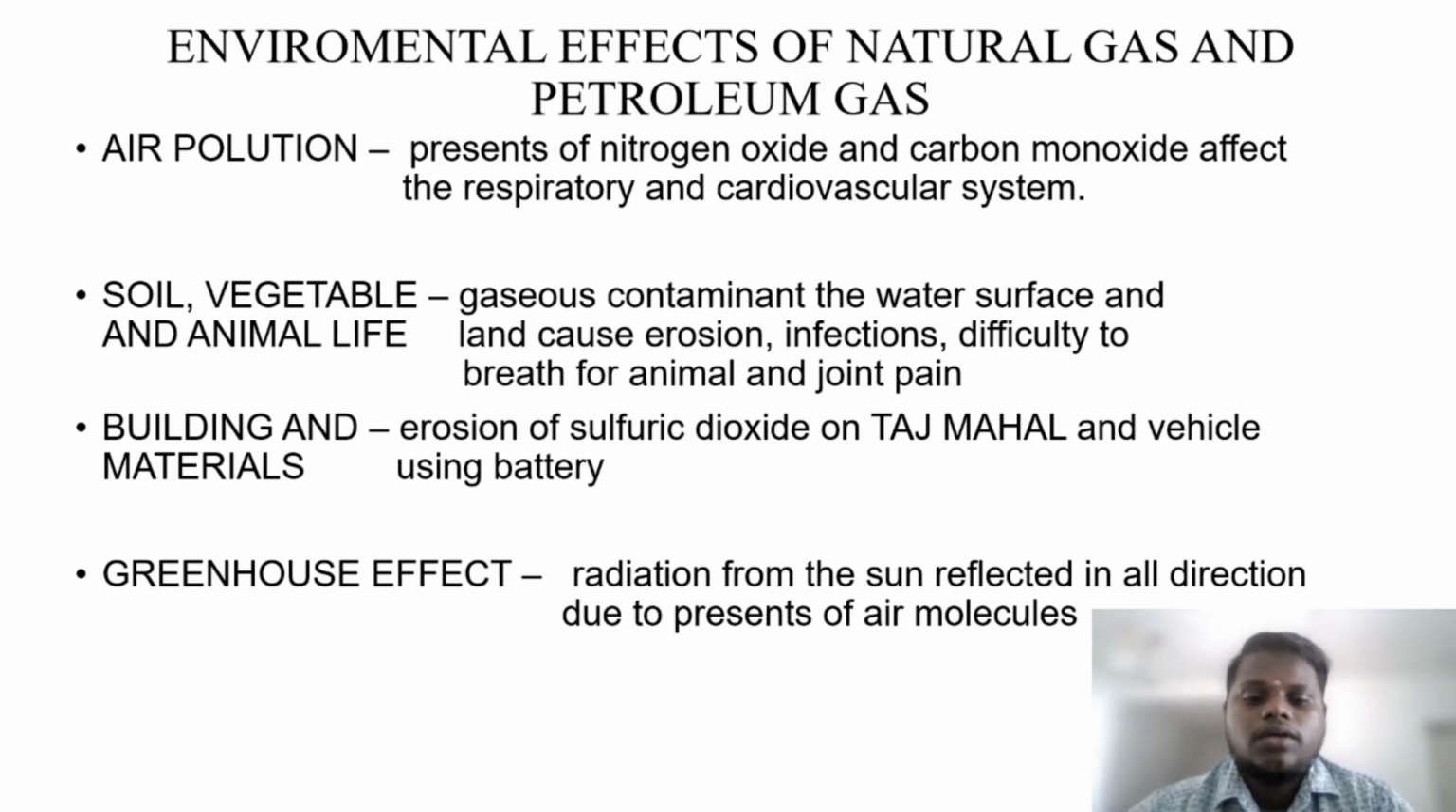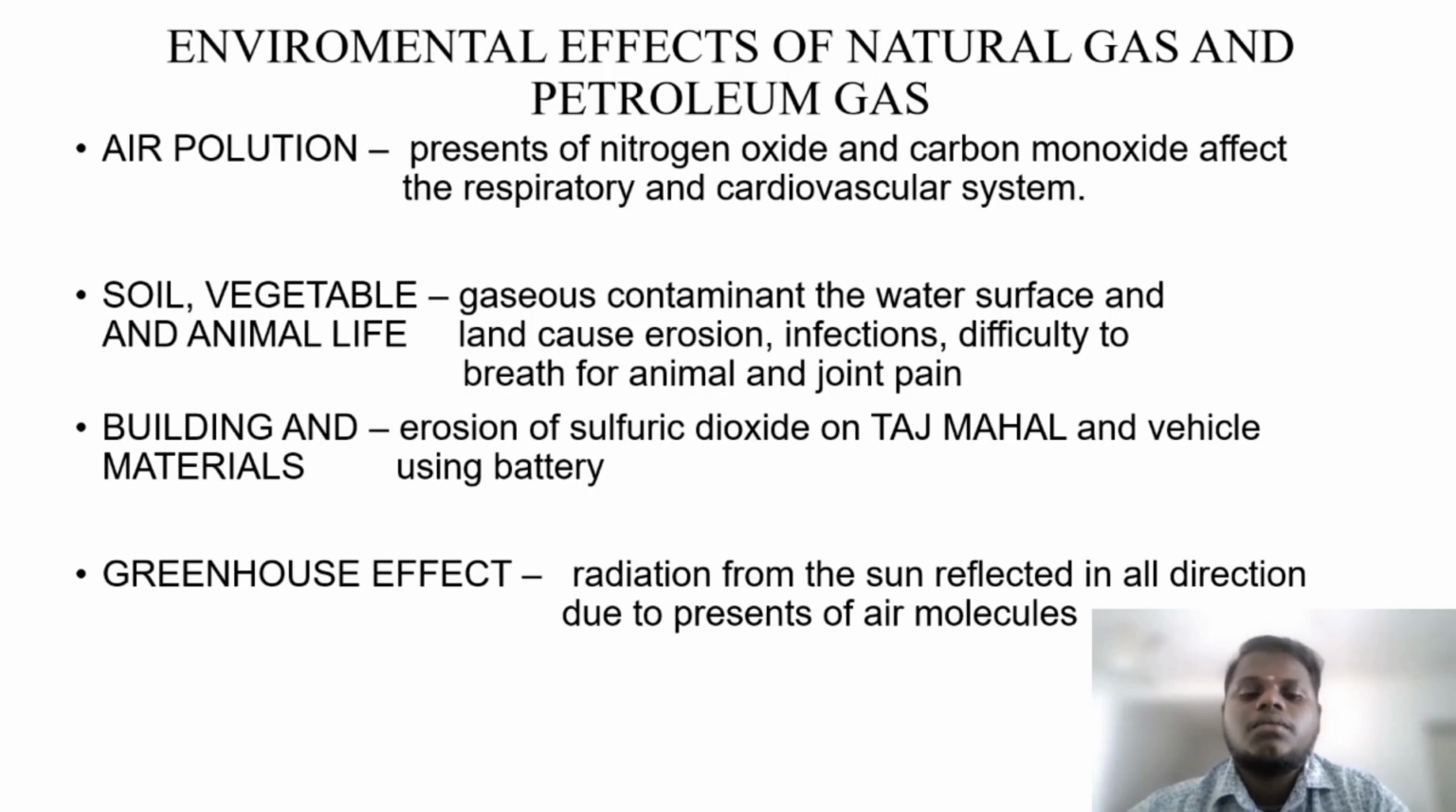For the soil, vegetables and also animals effects, the gases contaminate the water surface. So the presence of the gas will contaminate the water surface and also the land, and cause erosion. Because of the contamination, it can lead to land erosion, infections and also difficulty breathing for animals, and some can have joint pains because there are a few animals which stay on the land, and also sometimes they sleep on the land. So the presence of the gases can transfer to the animal's body and can cause joint pains.